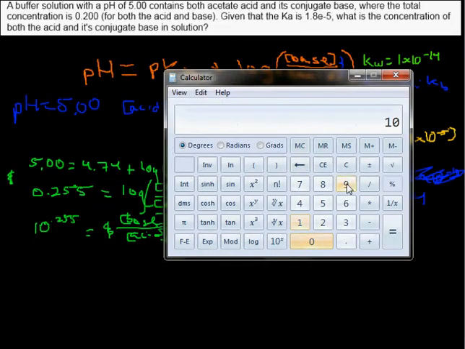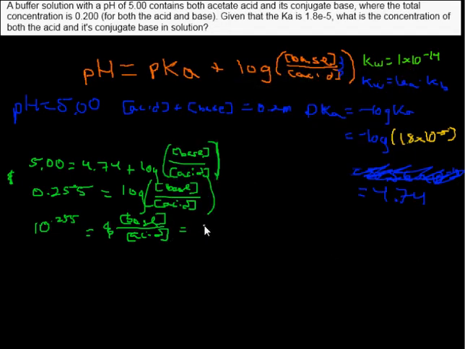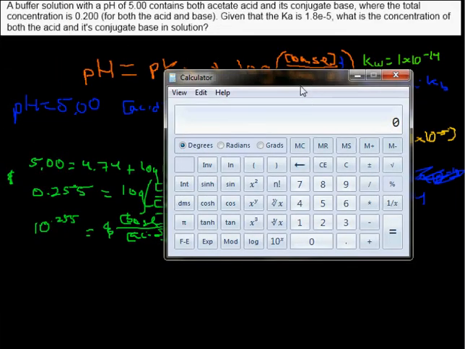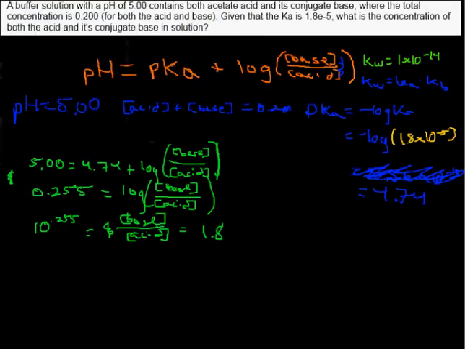10 raised to the 0.255, to be more exact, 1.7, let's say 1.8. It's equal to 1.8. So that would mean that the concentration of the base is 1.8 times the concentration of the acid at that point, right? So yeah, that's what it is.